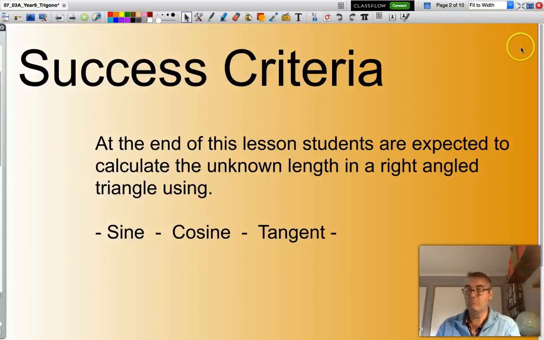Hello and welcome. In this presentation, students, or you in particular, are going to learn how to calculate the unknown length of a side in a right-angled triangle using either the sine, cosine, or tangent function.